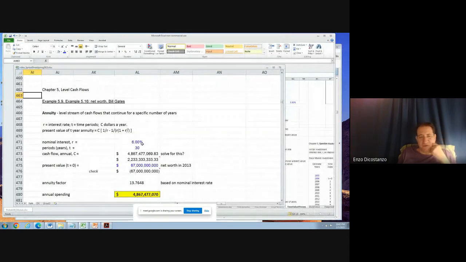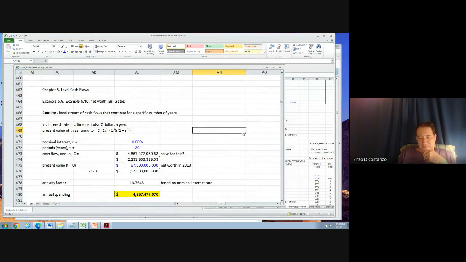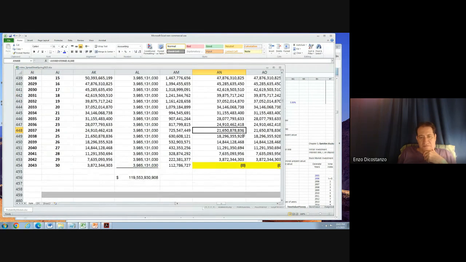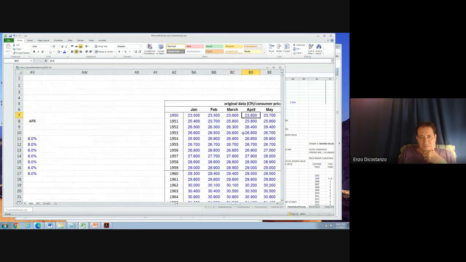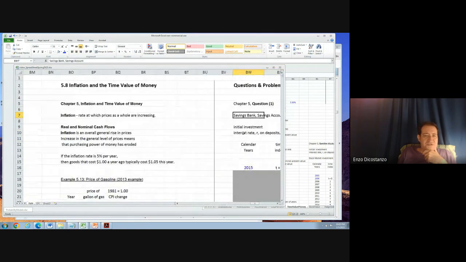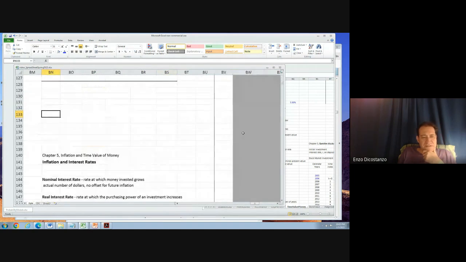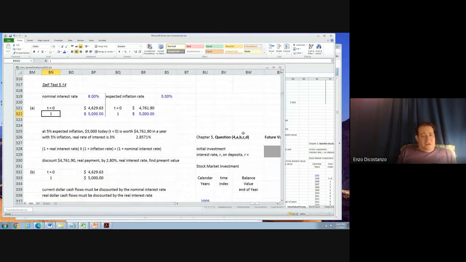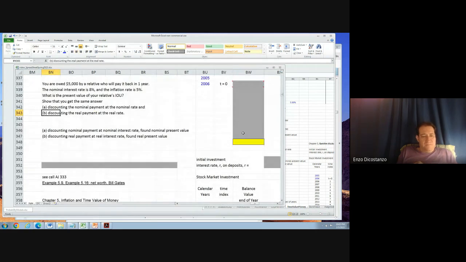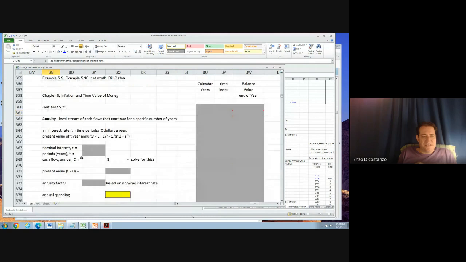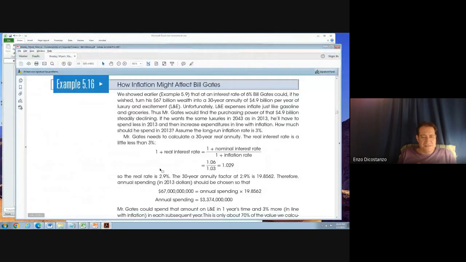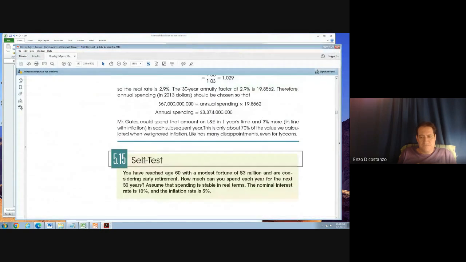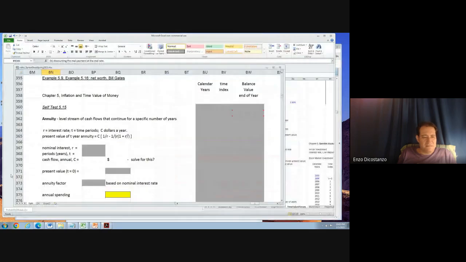So like I said, we previously worked this out. You've already got this worked out in another video. This was good. We used the CPI table and some examples. You saw that. And like I said, our last problem of this lecture is the Bill Gates one, self-test 515. You want to spend those amounts.